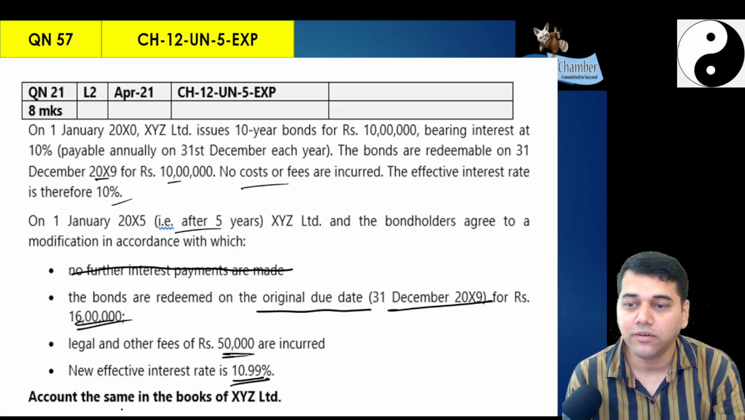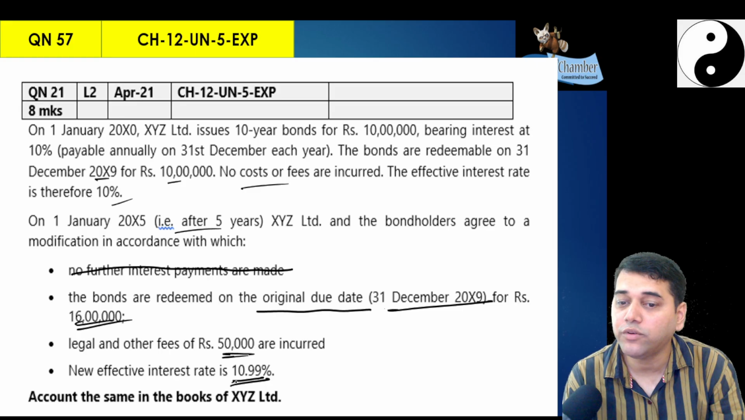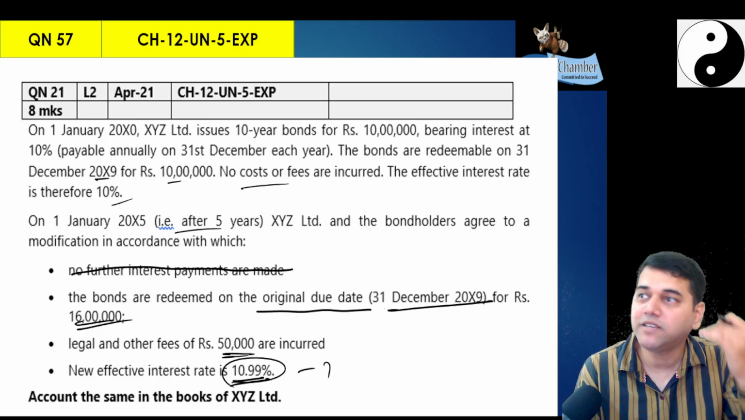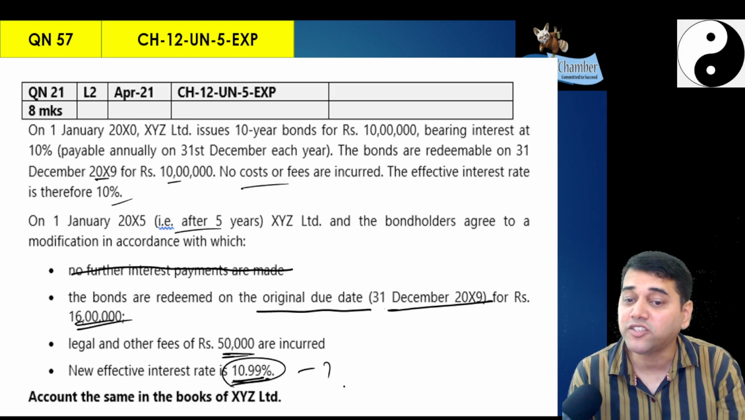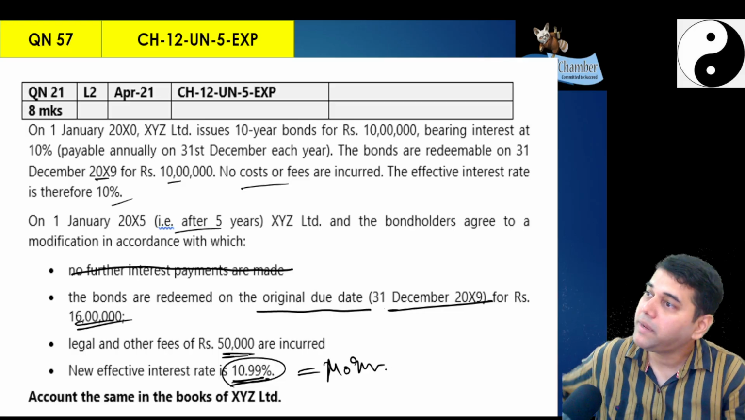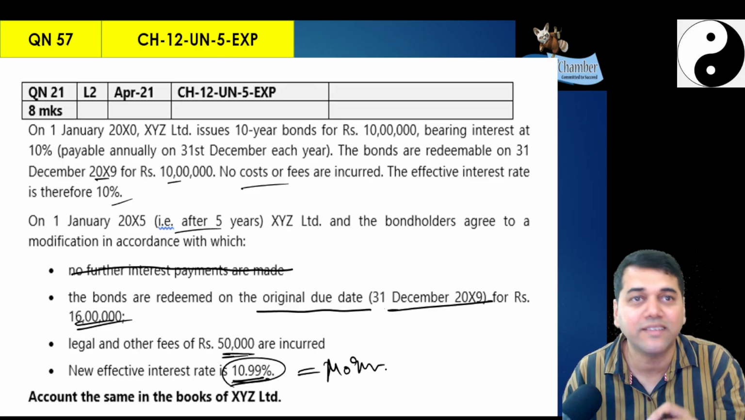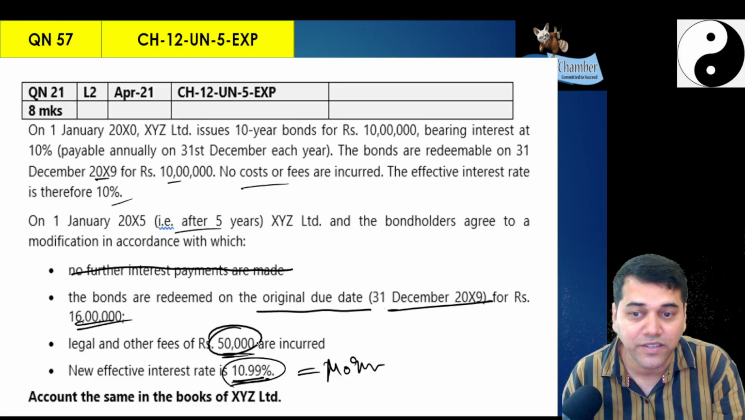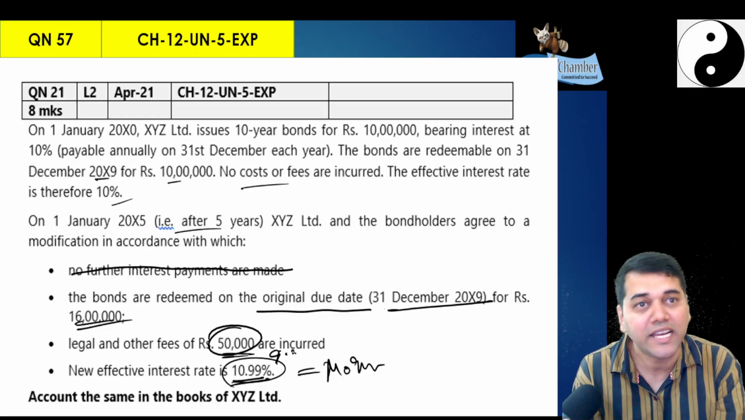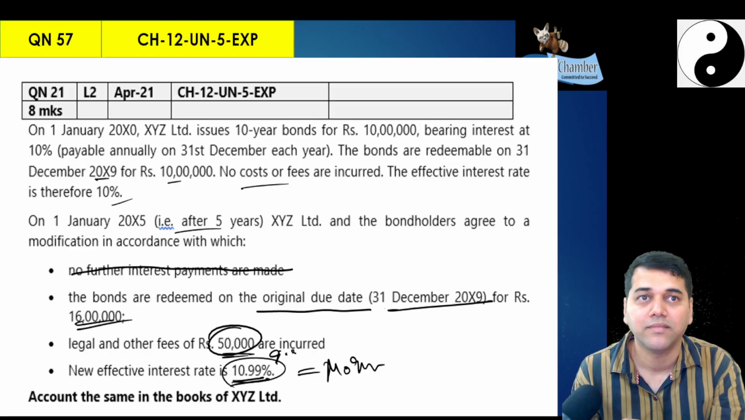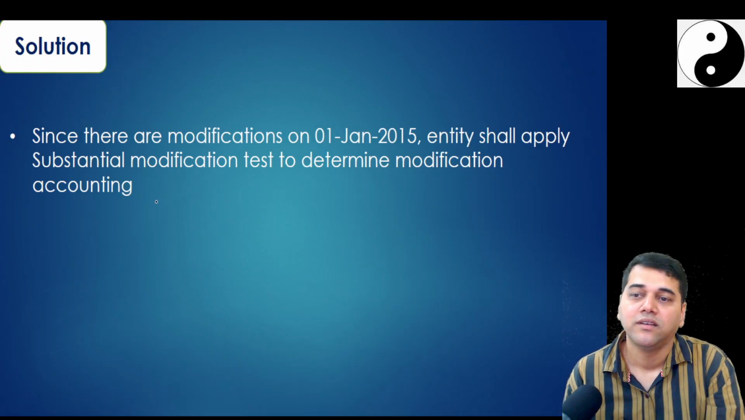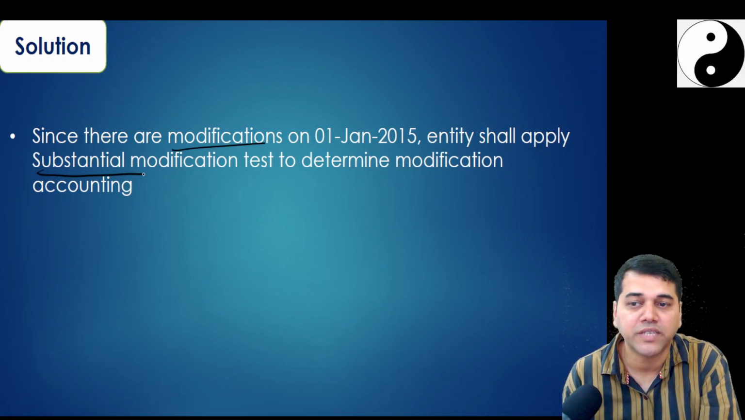Understood? Now account for the same. And they said new effective rate. I don't know why they gave it at this point of time. Let us see whether it makes sense as we proceed further. This makes sense to me if we apply modification testing, not extinguishment accounting. In modification, my existing loan will continue if the modification is less than 10%. In that case, I need to adjust this transaction fee against my book balance. Then my new EIR is required. Probably that 10.99% is that. Understood? So for this we will test whether it is a modification or not. Since there are modifications, we have to perform the substantial modification test.